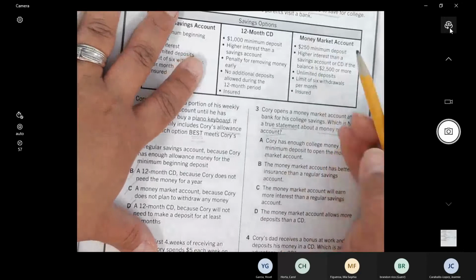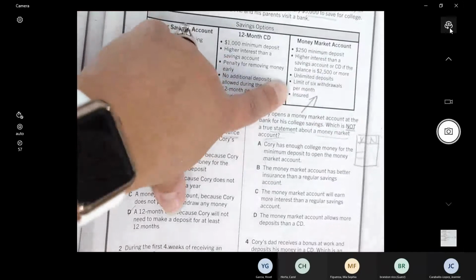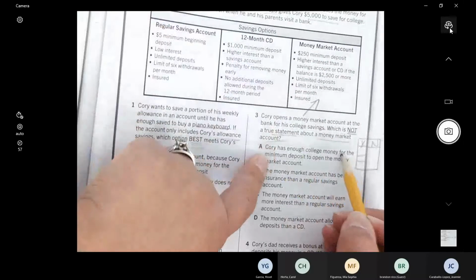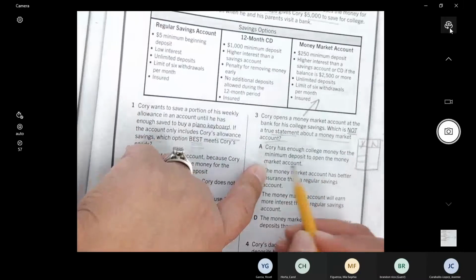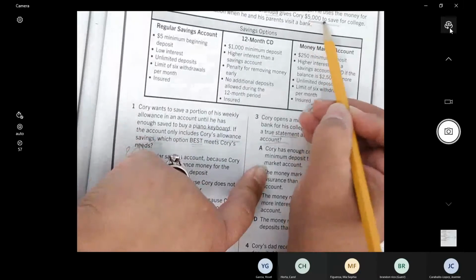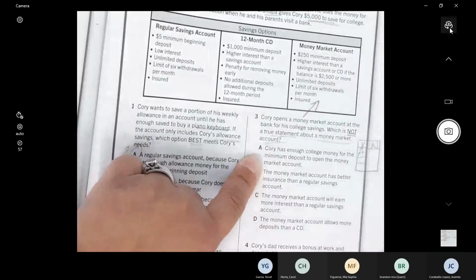So I'm looking at this. So this problem, I have to look at this information right here on the chart. You see it? So it says, Corey has enough college money for the minimum deposit to open the money market account. Is that true? Yes, because up here says he got $5,000. So that's a yes answer. So I know it's not correct.